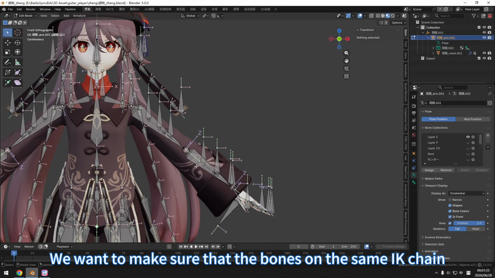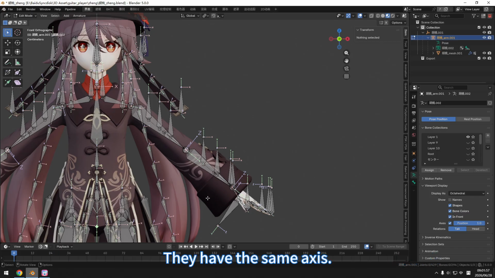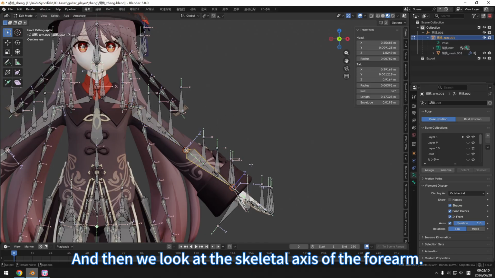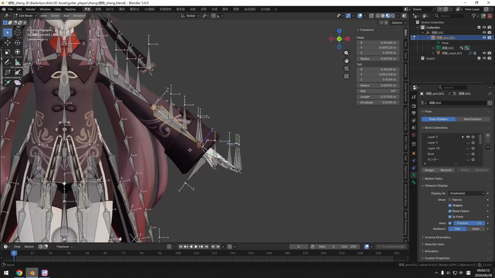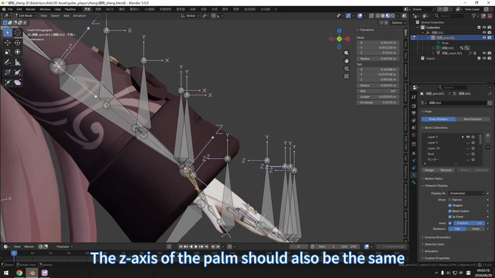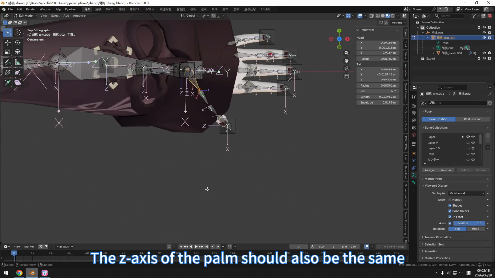We want to make sure that the bones on the same IK chain have the same axis. So let's say I've chosen the upper arm. You can see the z-axis in blue. It's going this way. And then we look at the skeletal axis of the forearm. The direction is the same. Next, we look at the palm. The z-axis of the palm should also be the same. Take a look.